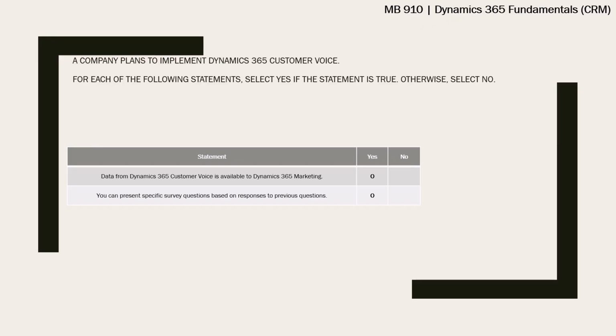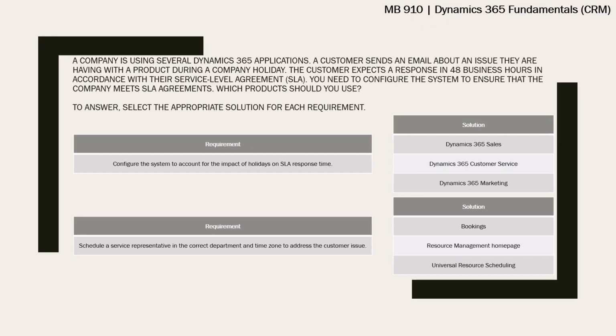A company is using several Dynamics 365 applications. A customer sends an email about an issue they are having with a product during a company holiday. The customer expects a response in 48 business hours, in accordance with their service level agreement, SLA. You need to configure the system to ensure that the company meets SLA agreements. Which products should you use? To answer, select the appropriate solution for each requirement.